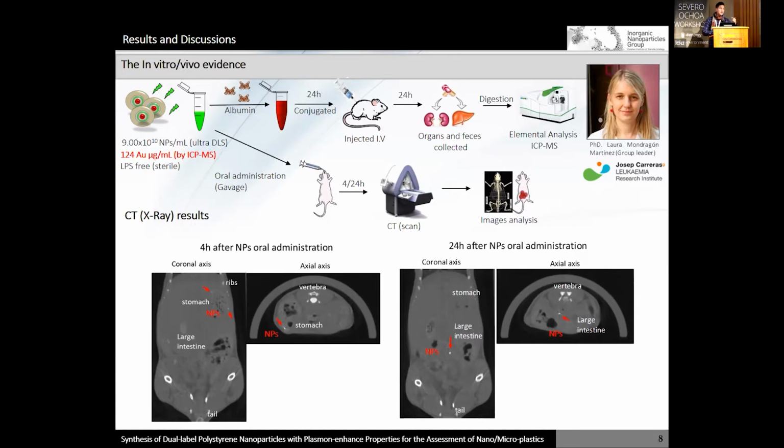And as we recall, the ICP-MS results for the oral administration showed the gold basically in the stomach, in the intestine, and in the feces. And finally, after 24 hours, we can see that the particles are no longer in the stomach, now they are in the large intestine. So again, we correlate the results from the ICP-MS with the secretion pathway. And the X-ray results also show that the particles are located in the large intestine at 24 hours.